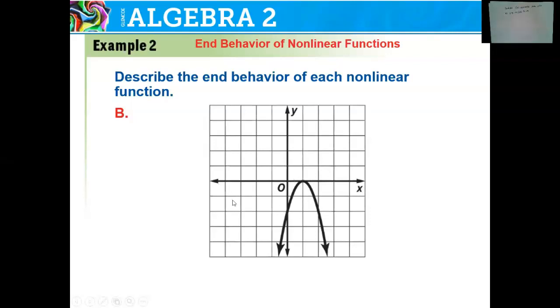Okay, so we have to determine where those arrows are. So this is the left side. The right side, as x goes towards a positive infinity, f of x goes towards a negative infinity.